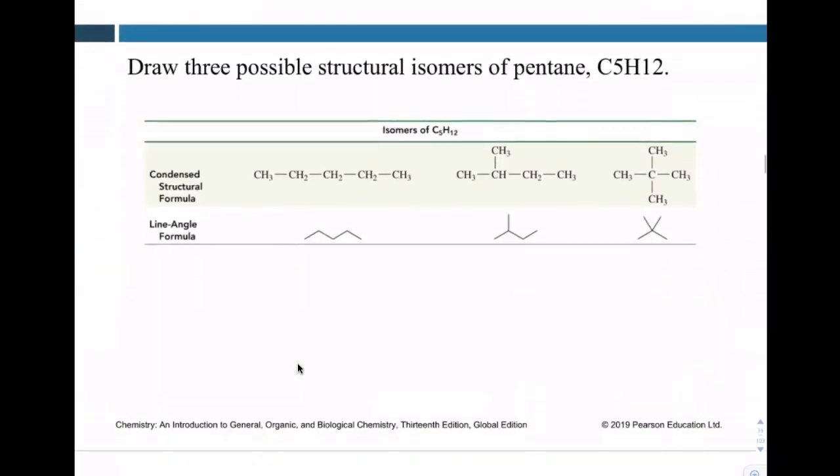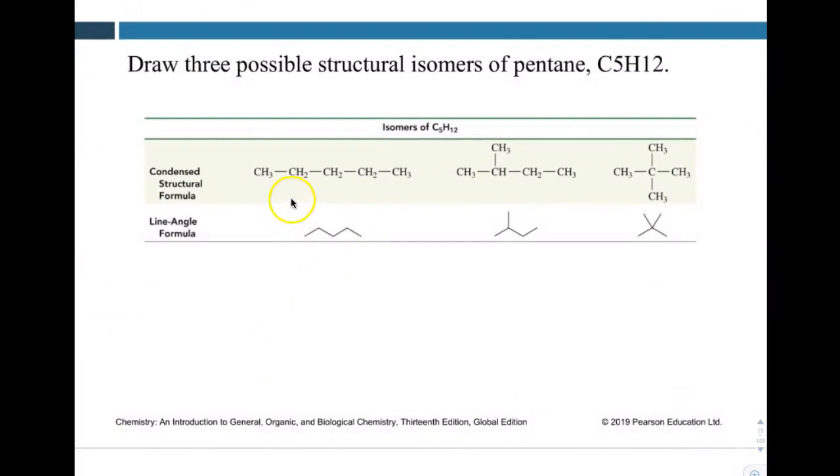So here are the 3 different ways you can build pentane as a structural isomer. You can make 2-methylbutane, so a butane with a group hanging off of carbon 2. Now be careful, because if you did this, these two are the same. They're just flipped around. We'll talk about numbering carbons in a minute.